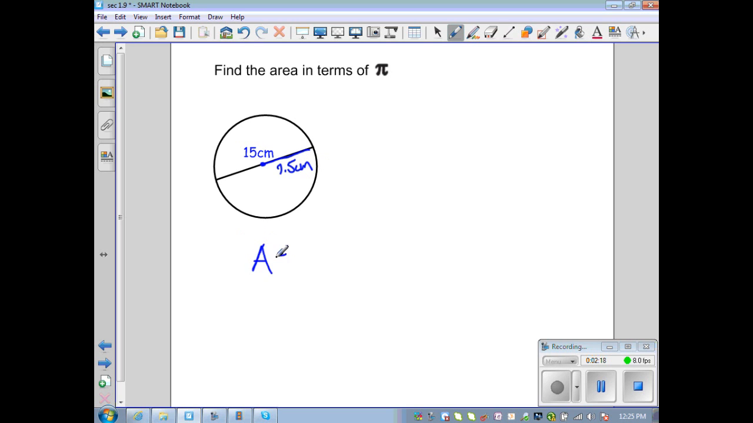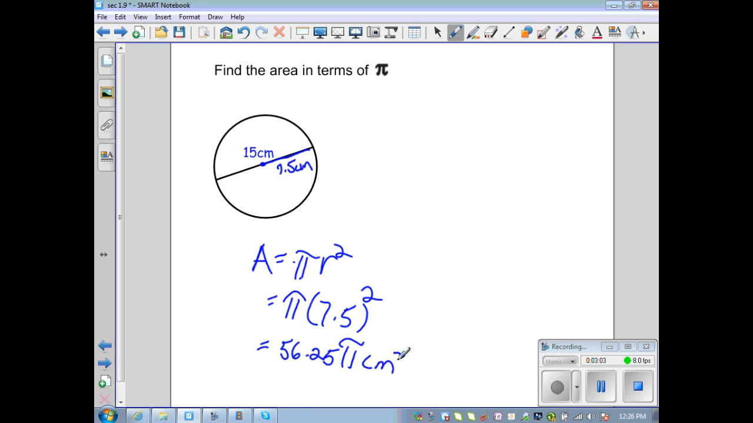So my formula for area is equal to pi r squared. I substitute in. Here, they want this in terms of pi, so I'll leave my pi figure as it is. My radius, we already determined, is 7.5 centimeters, squared. Then, when I simplify, 7.5 squared is 56.25 pi centimeters squared. Therefore, I left my solution in terms of pi and did not approximate.